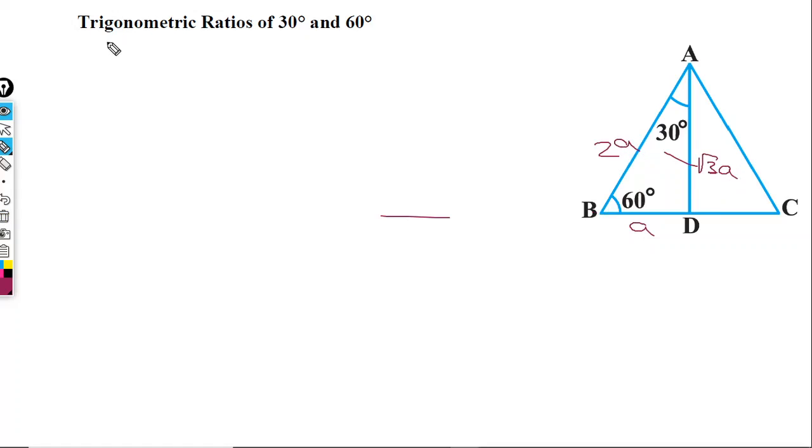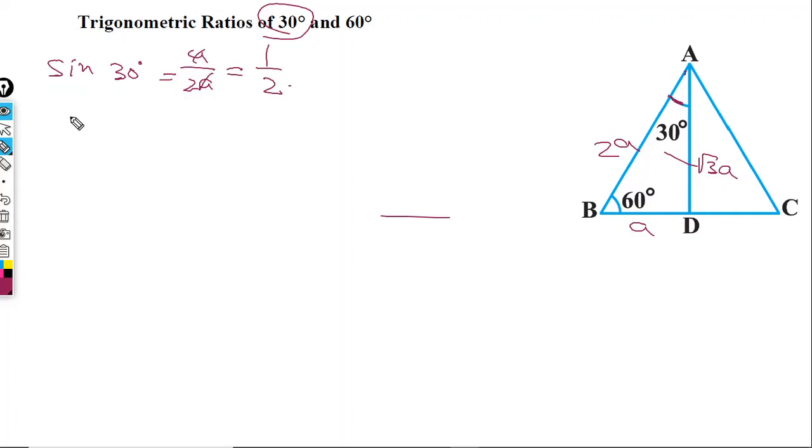Now we will move to find the trigonometric ratios. We'll start with 30 degrees. Sine 30: look at this triangle ABD. In this triangle 30 degree is this angle. Sine 30 degree will be opposite of angle 30 divided by hypotenuse. So A by 2A. Now A will be cancelled, equal to 1 by 2. So sine 30 equals 1 by 2.